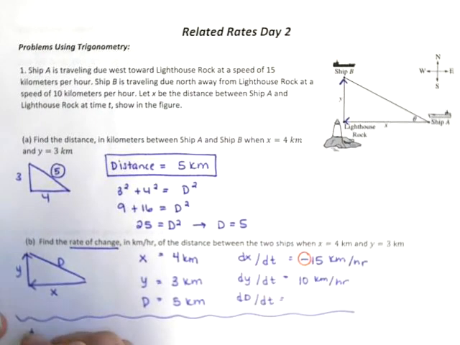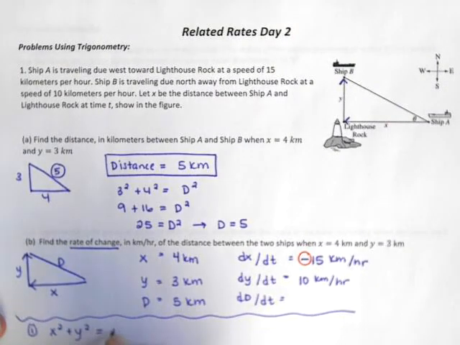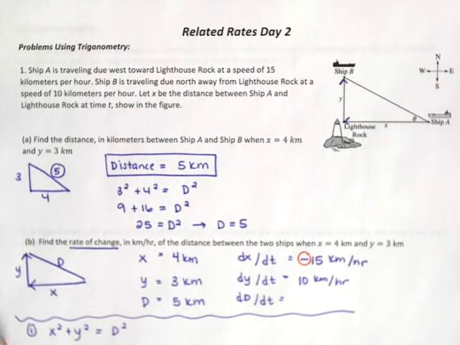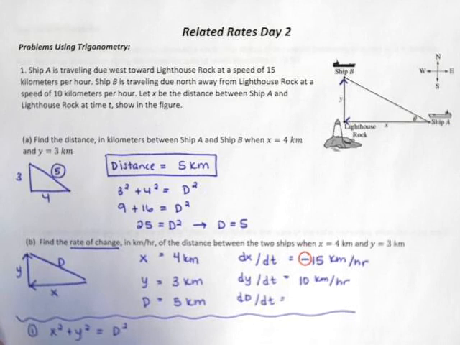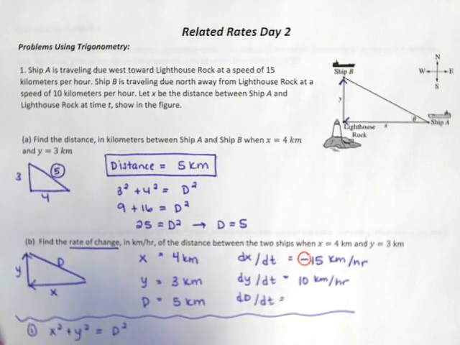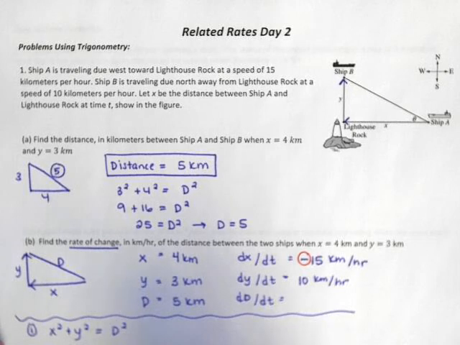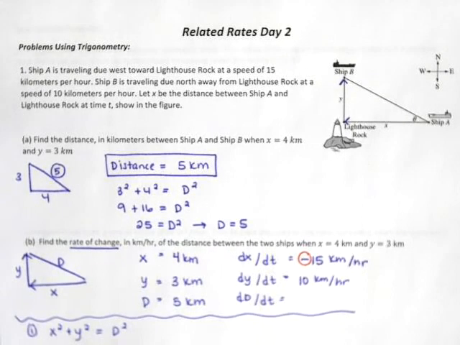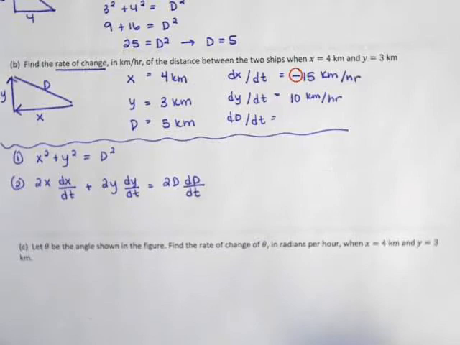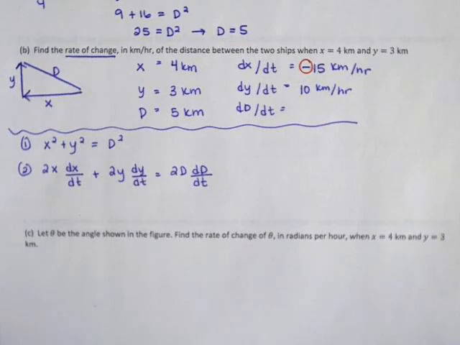Now that means that first we're going to set up Pythagorean theorem. x squared plus y squared equals distance squared. Then we're going to take the derivative. So 2x dx/dt plus 2y dy/dt equals 2d dd/dt. Ooh, you can't see what I'm writing. Let's just pause for a second, let you guys take a look at that.